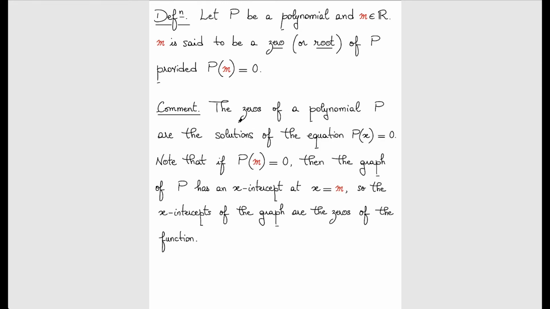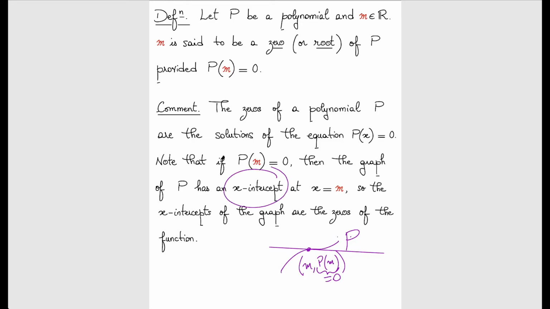So let's read the comment. The zeros of a polynomial p are the solutions of the equation p of x equals 0. And if p of m is equal to 0, then the graph of p has an x-intercept at x equals m. Because if this is the function p, then at this point m comma p of m, if p of m is 0, then m comma 0 means a point on the x-axis, right? It is at the same time a point on the x-axis and a point on the graph of the function p.